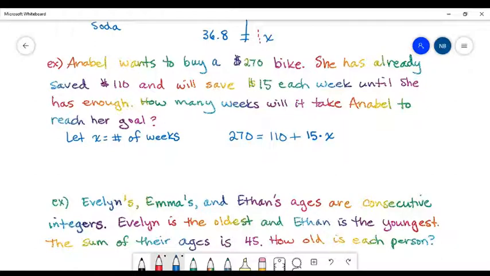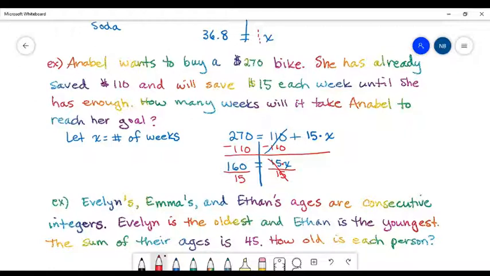So the equation 270 equals 110 plus 15x is what we need to solve. We're going to move the 110 first by subtracting it, because 110 minus 110 is 0. That leaves 15x on the right, and it leaves 160 on the left. Now the 15 is being multiplied by the x, so we divide by 15 because 15 divided by 15 is 1. We also have to divide the left side by 15.